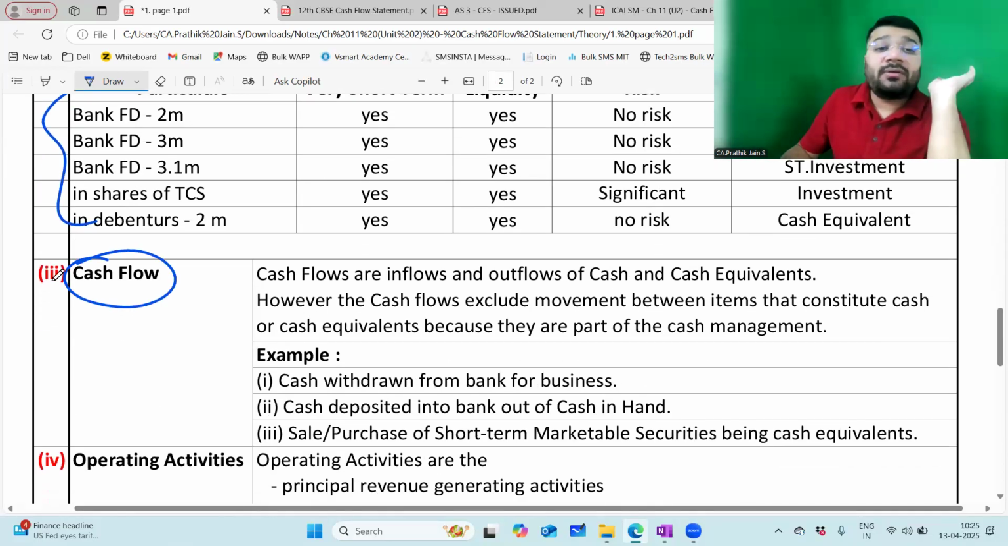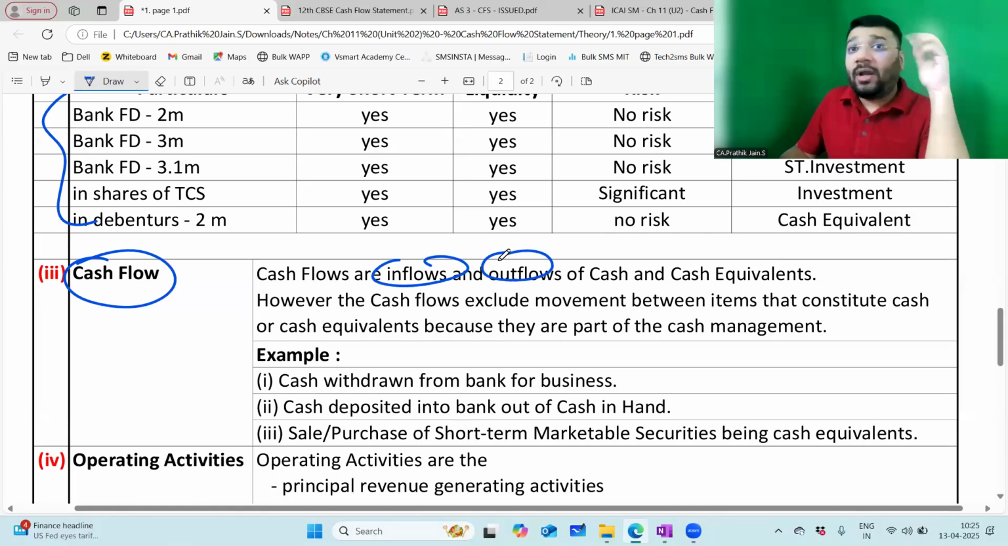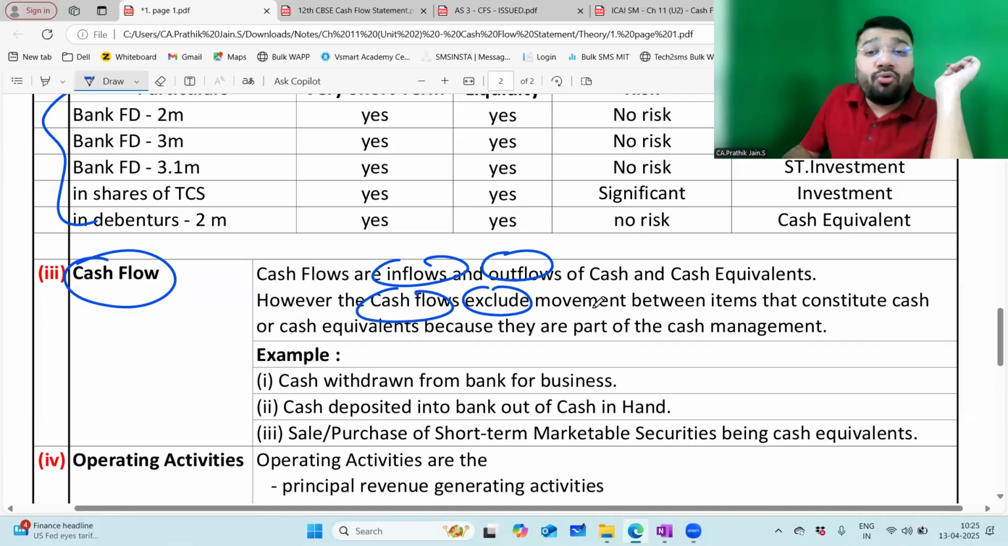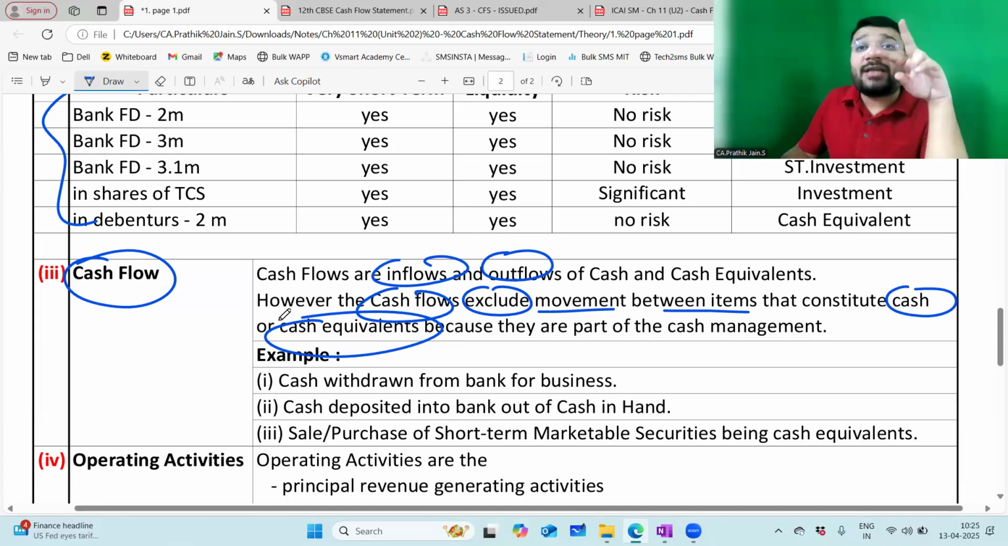Cash flow in the context of AS 3 is nothing but inflow and outflow of cash and cash equivalents. Now please tell me, a cheque deposited into the bank, will it constitute inflow or outflow? No, because it is shifting of money from one pocket to another pocket. So cash flow excludes the movement between cash and cash equivalents. Between cash and cash equivalents, if there is any movement, there is no flow.